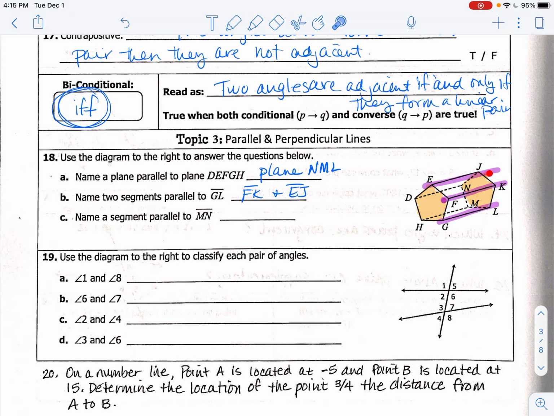Parallel means they are not going to ever intersect. These guys will never intersect. Name a segment parallel to NM. Okay, let me erase this. So NM is this guy. If I want to be parallel, how about DH?